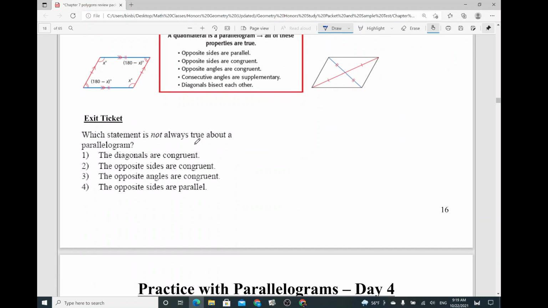Okay, so here's the exit ticket problem for you guys to try.